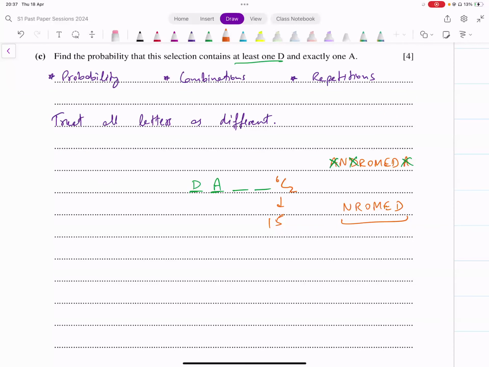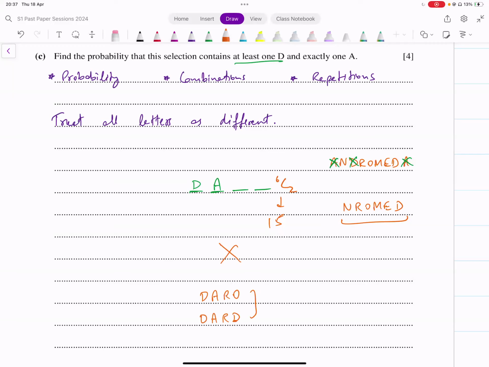However, when they're asking for probabilities, you cannot do it like this. And the reason for that is each of the possible outcomes that you have, for example, one possible selection is DARO, for instance. Another possible selection is DARD.